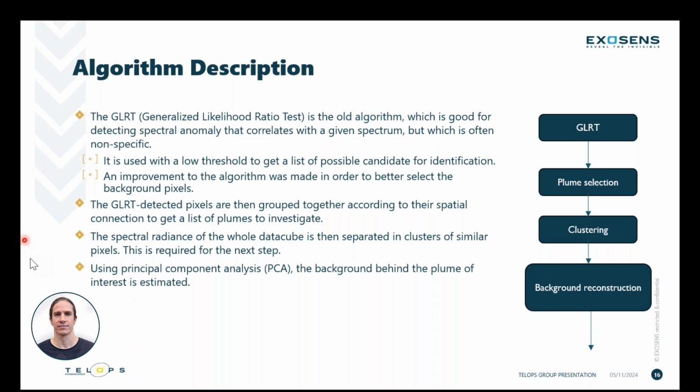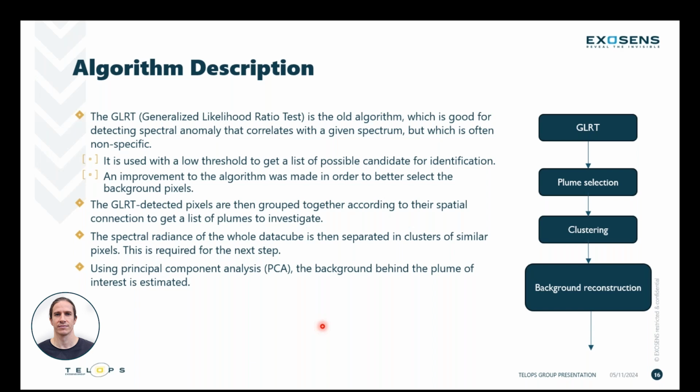So the new algorithm still uses the GLRT as a first pass approach. Since it's very sensitive, we use it with a low threshold to get good candidates. So we have a lot of good pixels that are candidates for the gas that we're looking for. We did a little improvement on that algorithm with the way that we select the background pixels, which are required for the algorithm. It has been improved during the project. When we have these candidate pixels, we group them together by spatial connection to have a list of candidate plumes. So we have identified things that could be the plume of the gas that we're looking for.